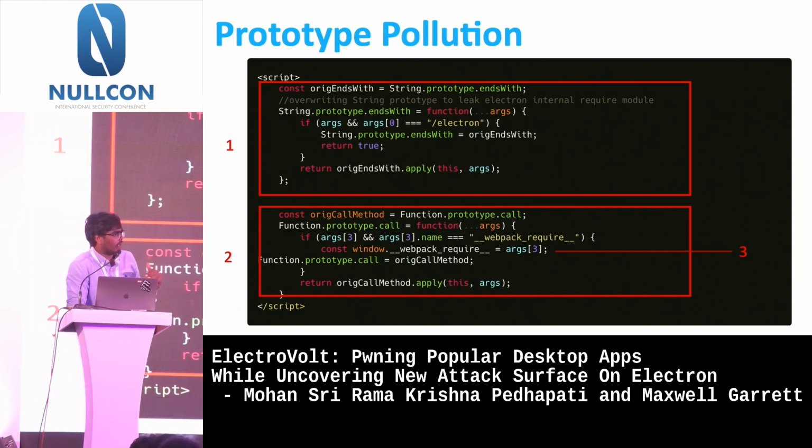This kind of attack was first introduced by my colleague Masato Kinugawa. He was the one who found the context isolation bypass, and he is responsible for Electron developing context isolation. Using this prototype pollution gadget, we can mess with Electron internal code and leak the IPC.